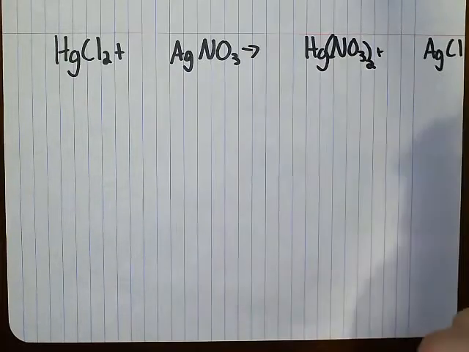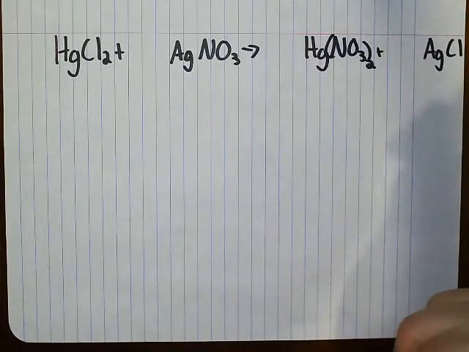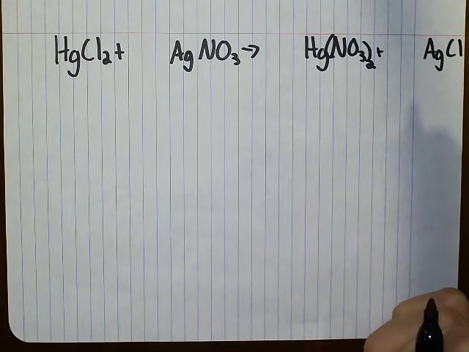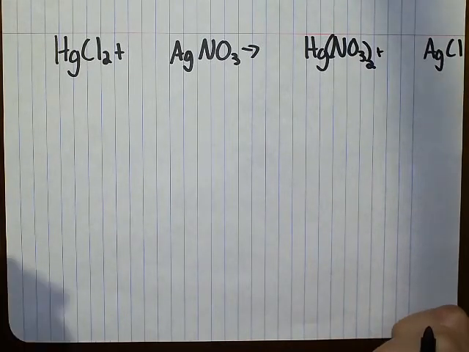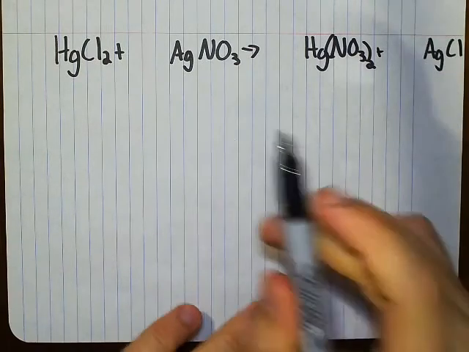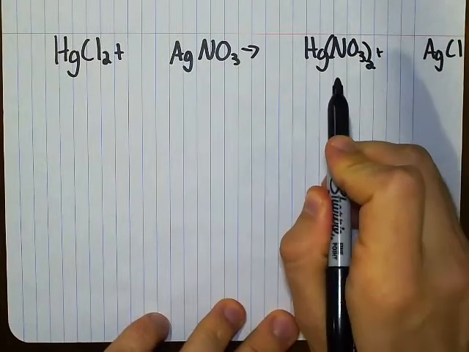Hey class, this is the second example I'm going to run through of balancing a chemical equation. This time there's going to be a little difference here. The only difference is that we're working with a polyatomic ion now.